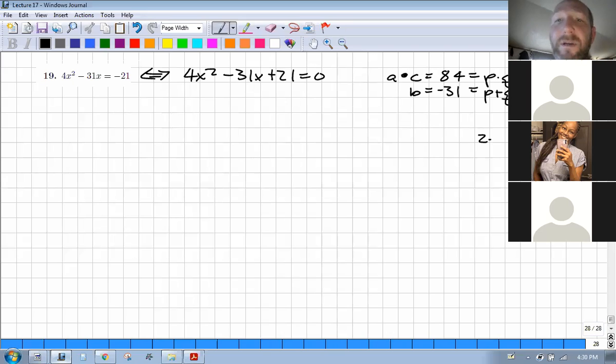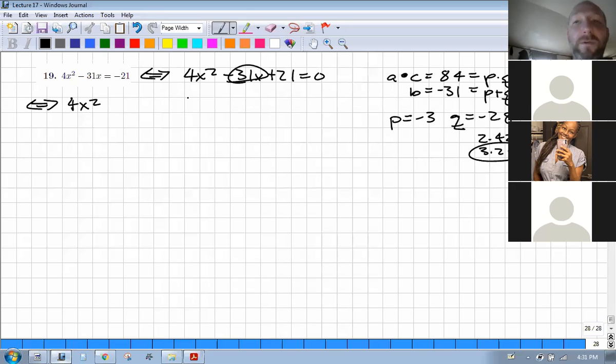I could do 2 times 42. They're both negative. See, is it divisible by 3? Yeah, 3 times 28. I think that's the one. If they're both negative, they add to be negative 31. So let's let P be negative 3 and Q be negative 28. So I will rewrite minus 31x as minus 28x minus 3x.